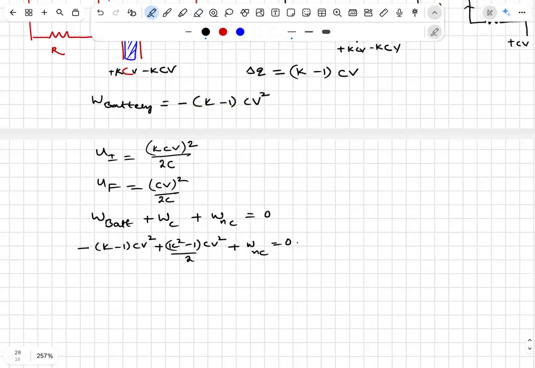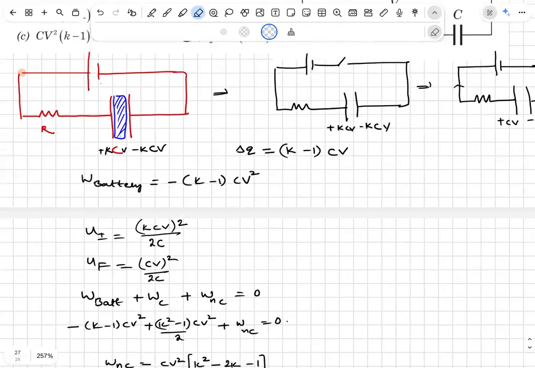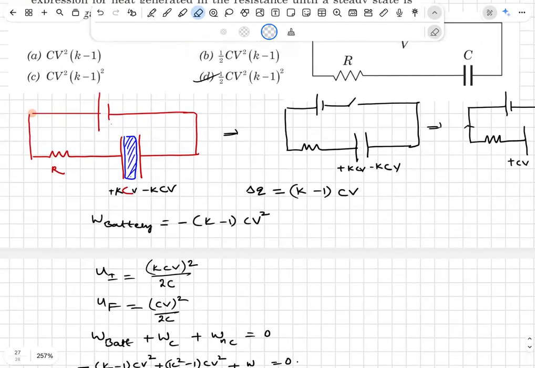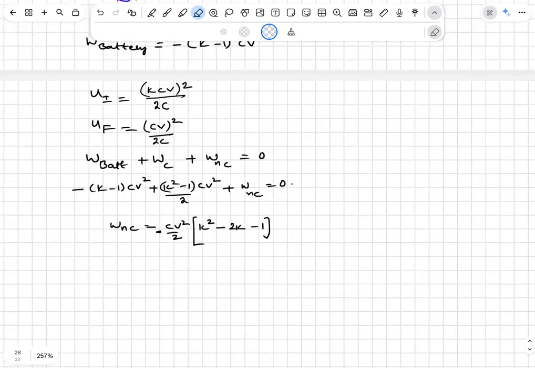whole square. Or if you don't believe me, let me substitute this. This is nothing but, as I mentioned, I will take CV square by 2 common. What I am going to get is K square minus 2K minus 1, whole square, minus 1. That is (K minus 1) whole square. That's all. I got it. Half CV square (K minus 1) whole square by 2 is the correct answer. Right. Trust me, this is the picture.